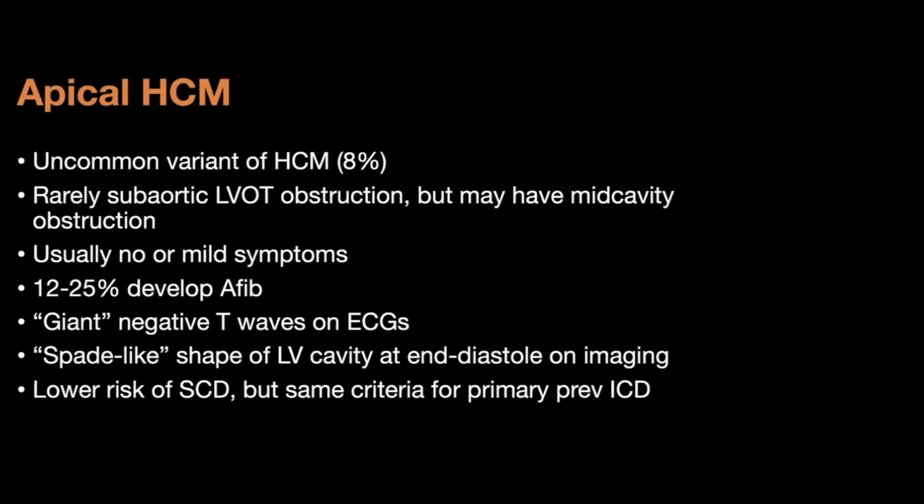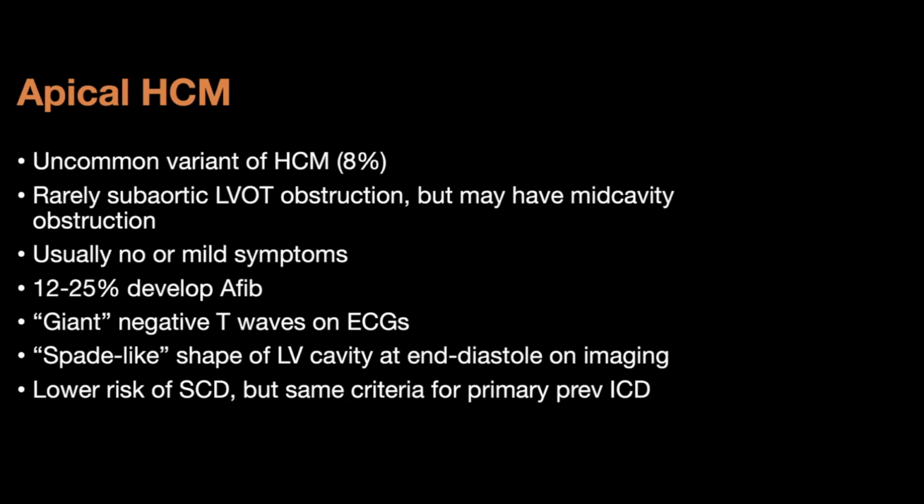When it comes to apical HCM, there are some pertinent points. It's an uncommon variant, about 8% generally, more prevalent in East Asia at up to 25%, compared to areas in Africa where this gentleman was from. Rarely do we have the subaortic LVOT obstruction that we're most worried about with HCM, but we did see, as we discussed, some of the mid-cavitary obstruction that these patients can develop. About 25% may develop atrial fibrillation. Most have no symptoms or mild symptoms. In this case, this gentleman never had any symptoms whatsoever.